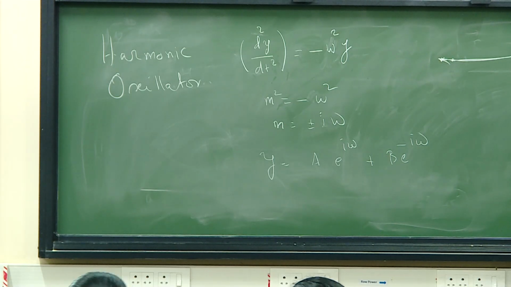Yes, sir. Sir, over there you have written m² is equal to minus omega squared. So shouldn't m be equal to plus or minus i mod omega? Modulus of omega. Yeah, no problem. You can have it.